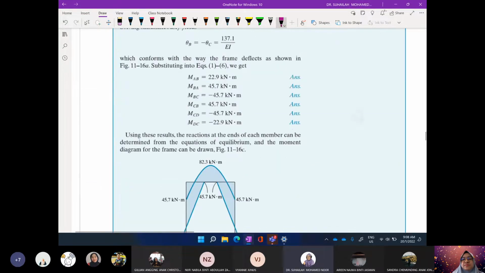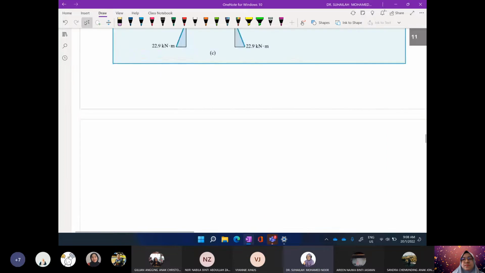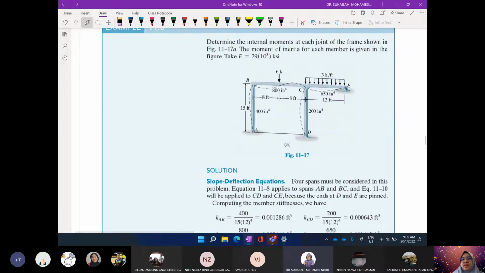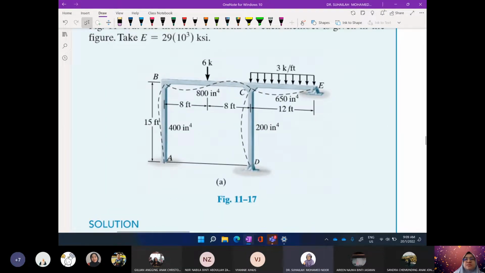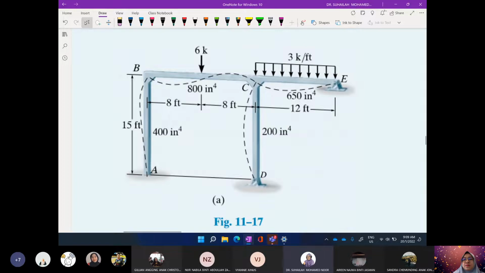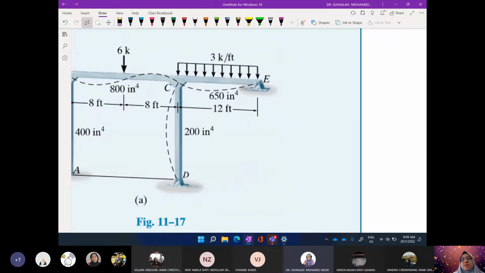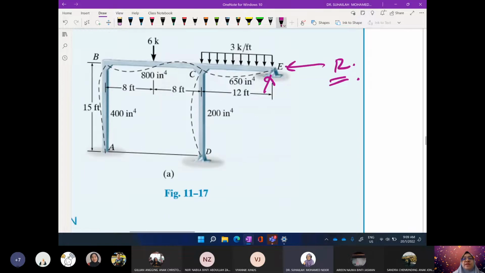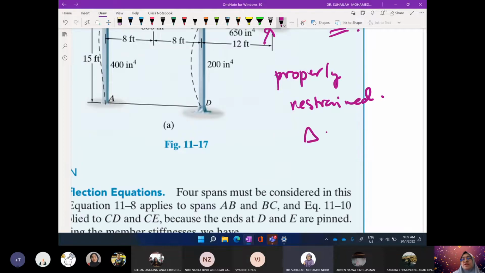Okay, symmetry frame. Another one, this one. Is it symmetry? This is not symmetry. But is there a restraining force here? Yes, because of this pin, there is a restraining force. When it has a restraining force, it becomes properly restrained. When properly restrained, delta is equal to 0.